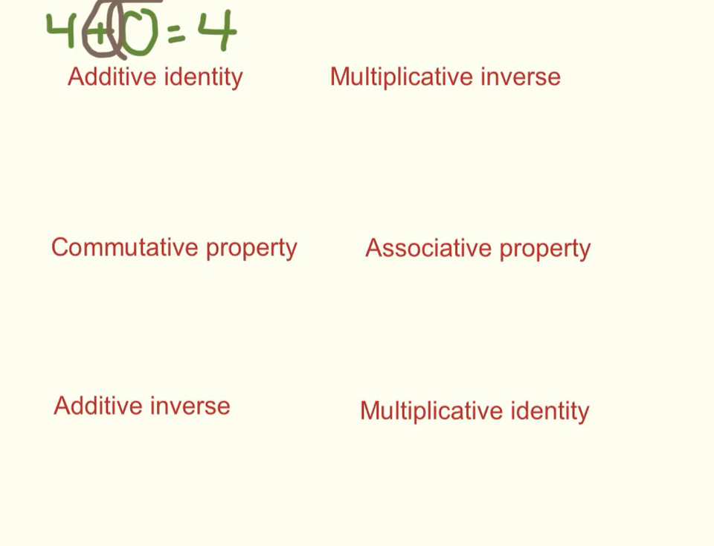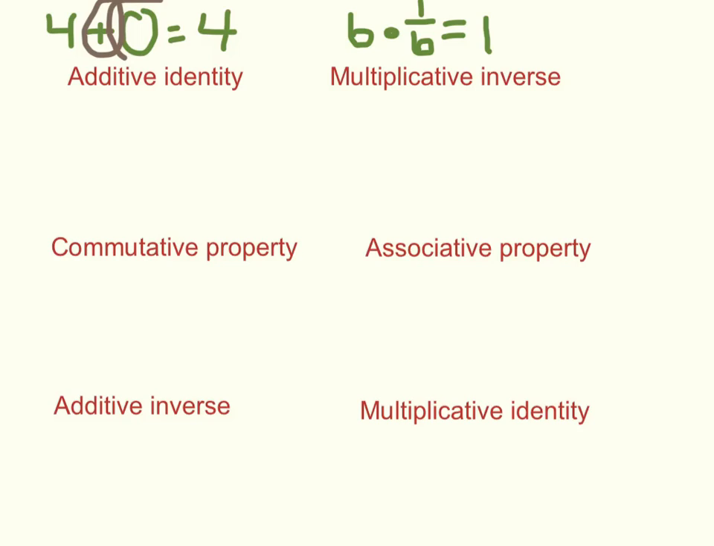Multiplicative inverse deals with multiplication, so I'll put a dot. You have a number 6, for example, and you multiply it by the inverse. So the inverse of 6, which is 6/1, is 1/6. And when you multiply those two together, you're going to get the number 1. And that's always true for multiplicative inverse.